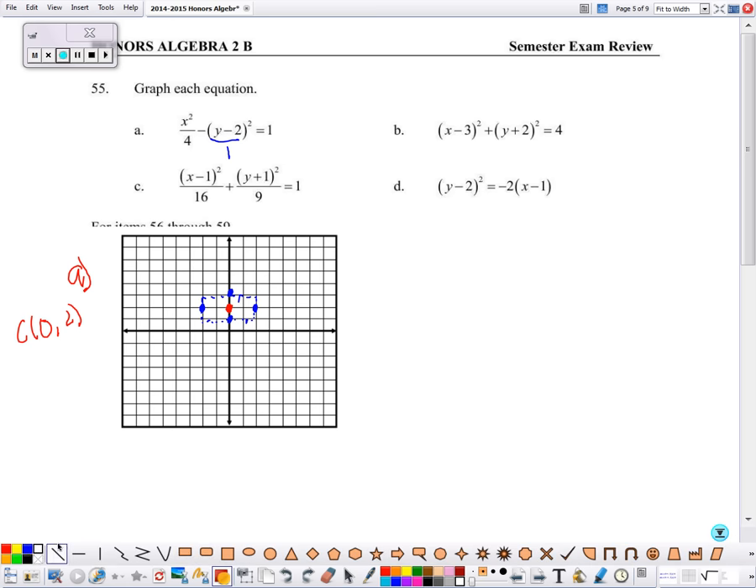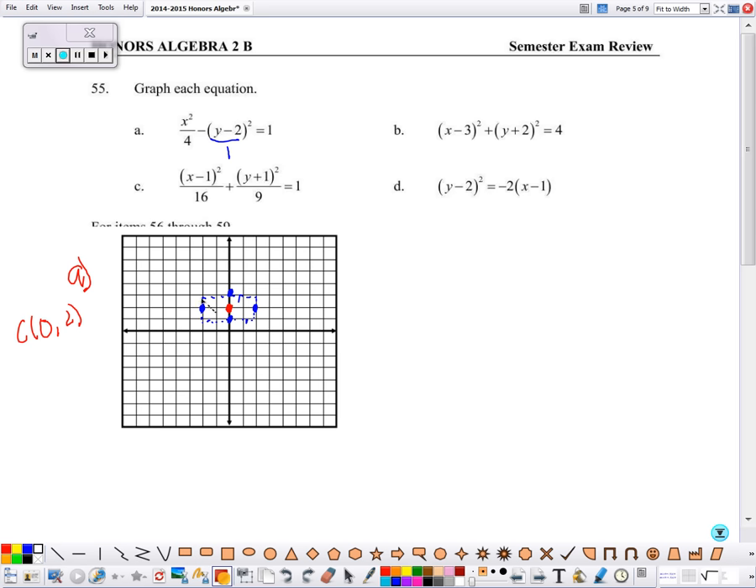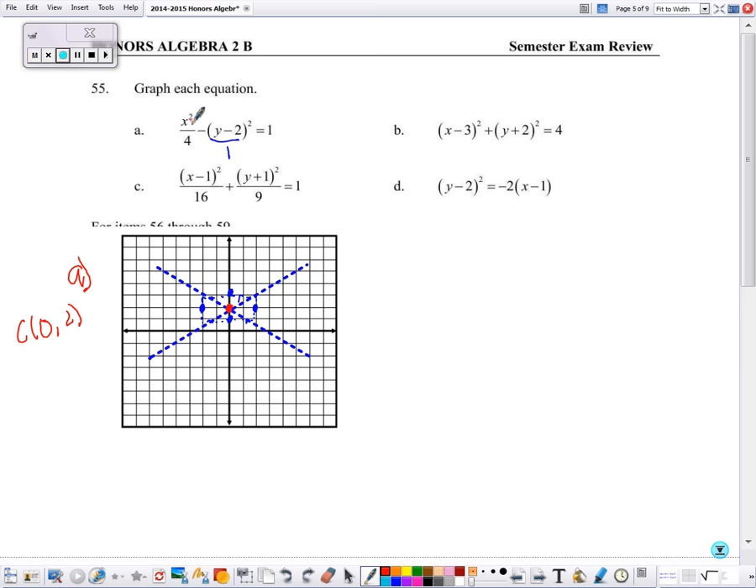So we're going to draw a dashed line through the corners of the rectangle, and those are our asymptotes. And now because the x term is first, this is a hyperbola that opens in the horizontal direction. And there's our graph for A.